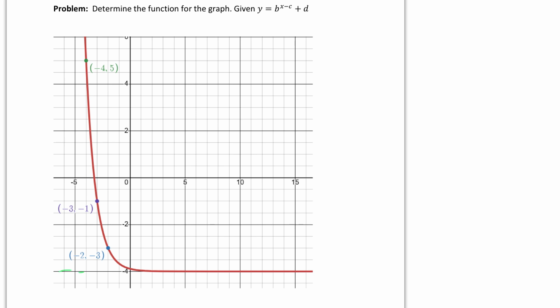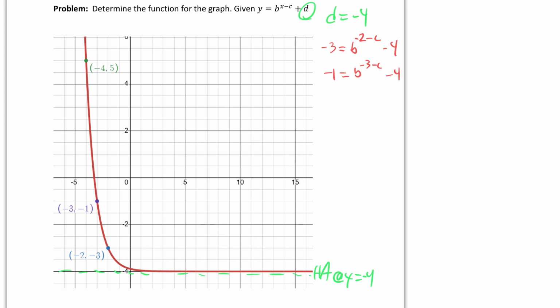All right, so similar to the last one, we should definitely look at that horizontal asymptote. The horizontal asymptote is at y equals negative 4, and so that means d is equal to negative 4. Now let's go ahead and plug in some points. So we have negative 3 equals b to the negative 2 minus c, minus 4. And we have negative 1 equals b to the negative 3 minus c, minus 4.